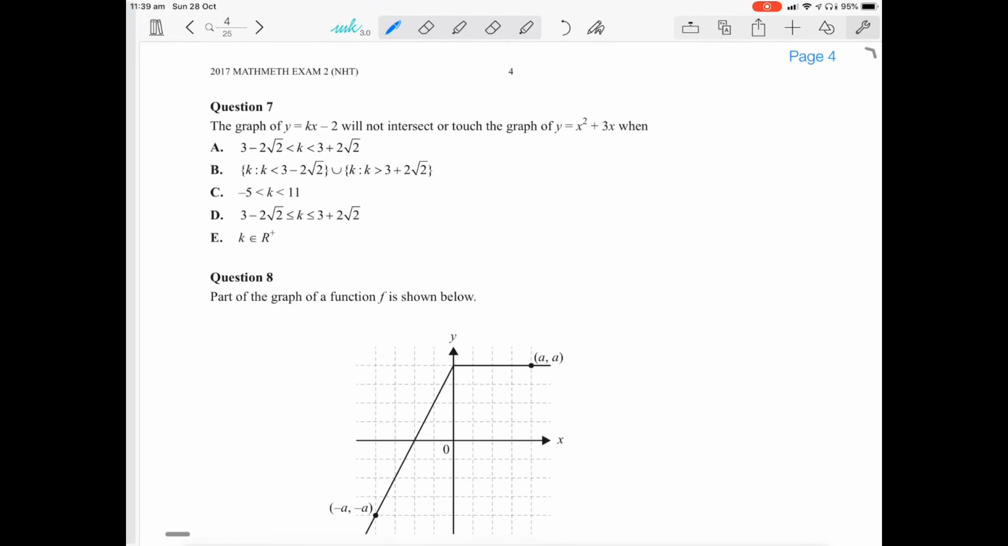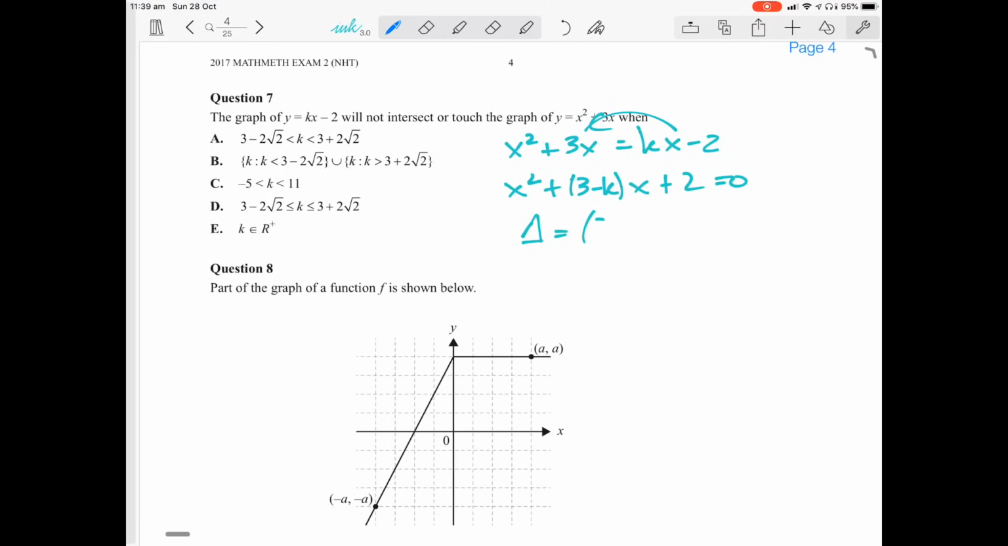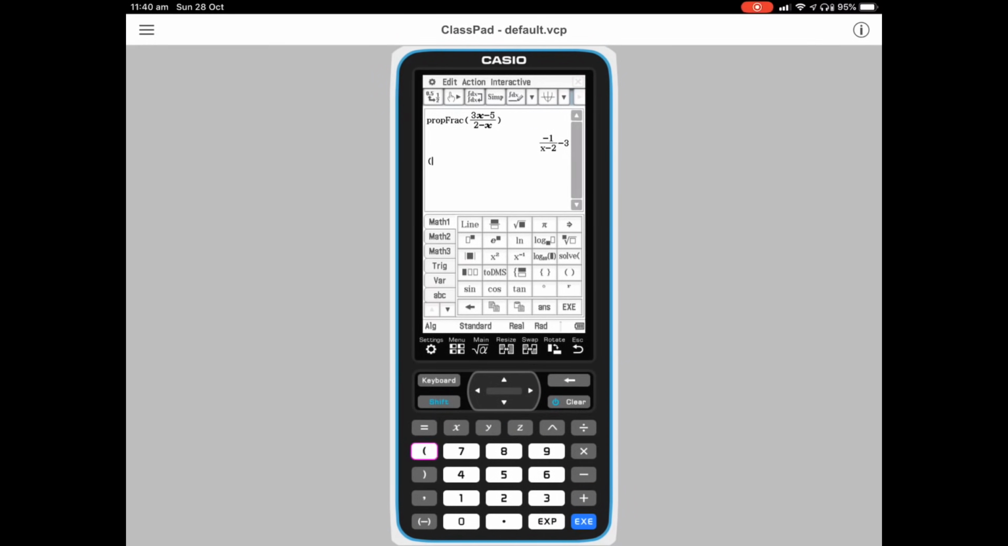Okay, they will not intersect or touch, so we'll let them be equal. Equals kx minus 2, x squared plus 3 minus kx when I bring that across, plus 2 is equal to 0. So my discriminant is 3 minus k squared minus 4 times a, which is 1, times c, which is 2. And that has to be not intersect or touch, so it's got to be no solutions. So 3 minus x squared, was it minus 8?